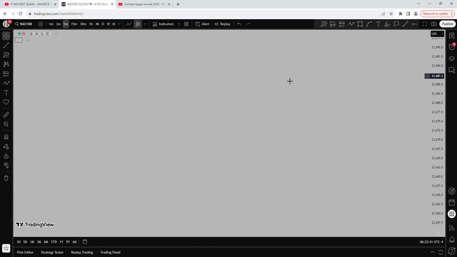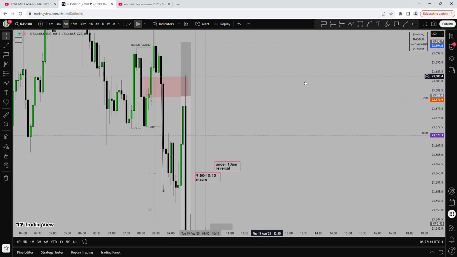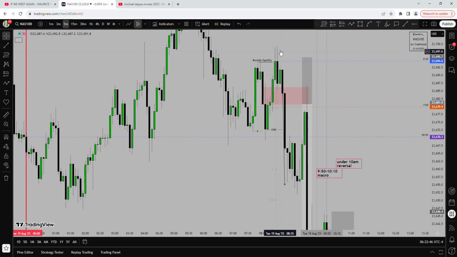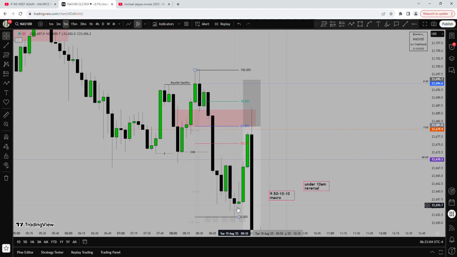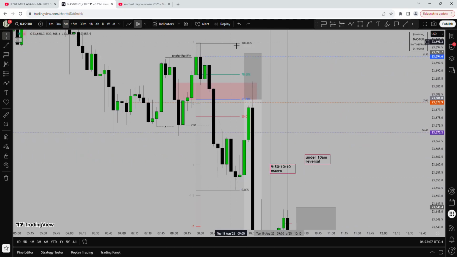All right. So that when this happened, I just marked out the 5 minute range, which is from this high to this low. All right. From this high to this low, above the 50% is the 61%, and that was a good zone for me to take myself off.